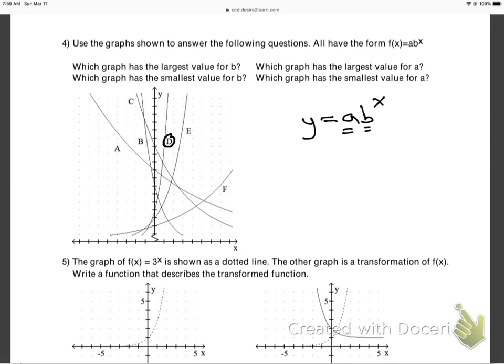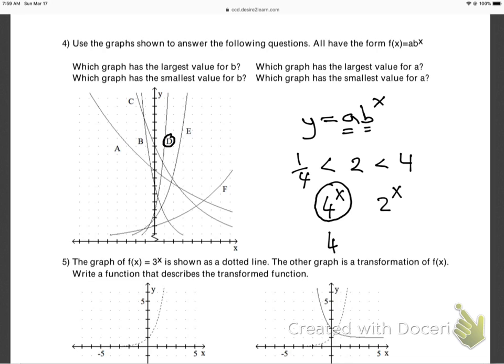Okay. Now, how about the smallest value for b? Now, the thing about the smallest value for b means, does this mean that 2 is smaller than 4, or does it also mean that 1/4 is even smaller? So this, the smallest value of b, let's take a look at this. Now remember, I'll show this from the last video, 4 to the x and 2 to the x. This will have a quicker growth rate, okay, larger base.